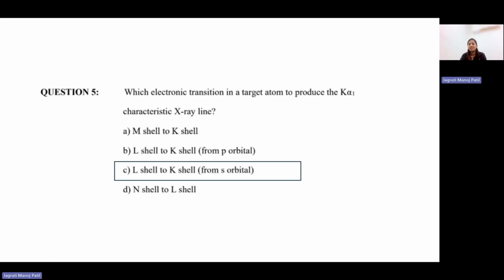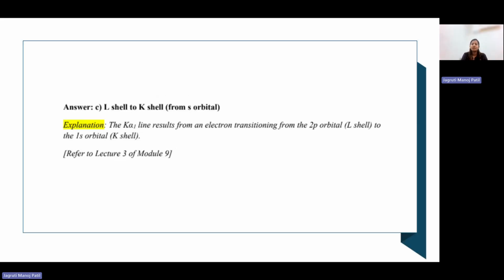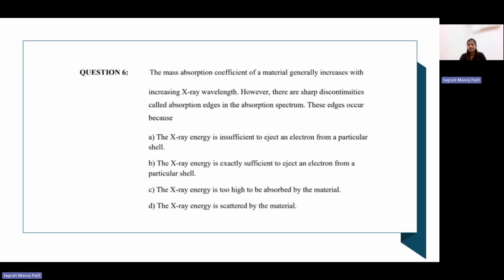So this one, don't think for long. It's the S shell. Why? Because it's alpha 1 that you want. So that's like a line that depends on transitioning from the 2p to the 1s, right?